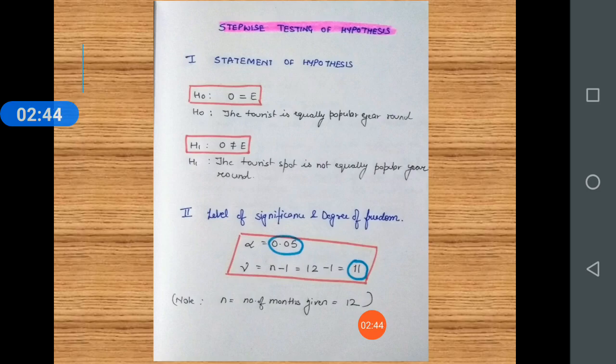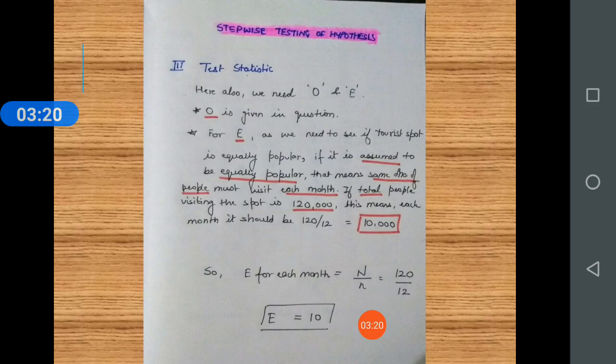The second step will be to decide upon the level of significance and the degree of freedom. As nothing is mentioned in the question, the level of significance by default will be taken at 5%, which is equal to 0.05. The degree of freedom is based on the number of observations. As the number of observations is for 12 months, n is equal to 12, and the formula for degree of freedom being n minus 1, the value of degree of freedom will be equal to 12 minus 1, which is equal to 11. The next step is to calculate the test statistic.